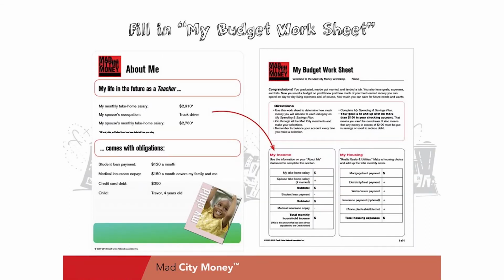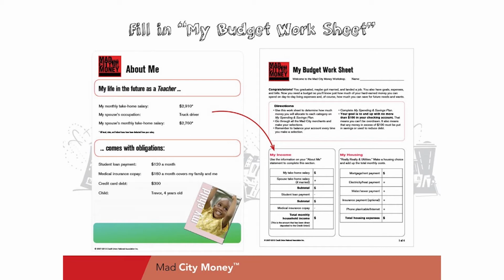First thing you're going to do is select your career. In this example, my life in the future as a teacher. My monthly take-home salary is $2,910. My spouse's occupation is a truck driver, and my spouse's monthly take-home salary is $2,760. Don't worry, all taxes have been deducted from the income, so you don't have to worry about that.